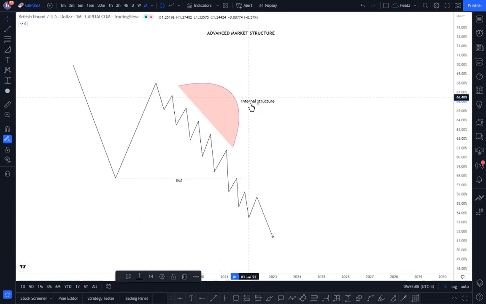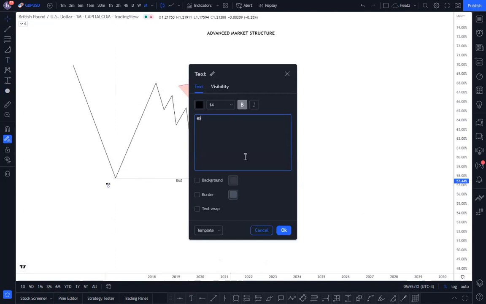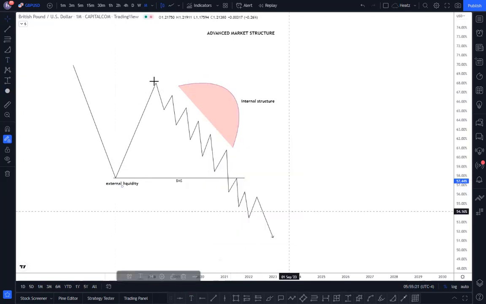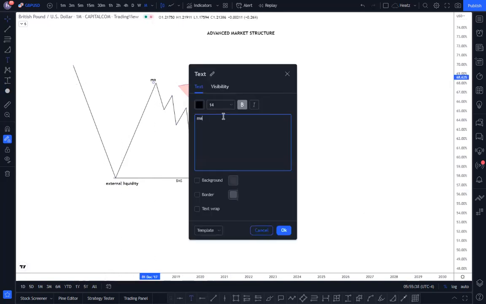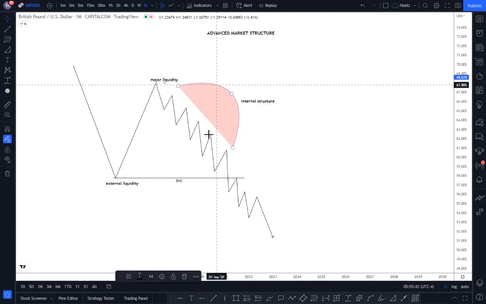Now, this low here, that price took out here, is what we call the external liquidity. All right. And now, this high here, this lower high that was created before taking this external liquidity, is the major liquidity. So we are not expecting price to take this liquidity here. So this is also the major liquidity. This is the internal structure. This is the range structure.